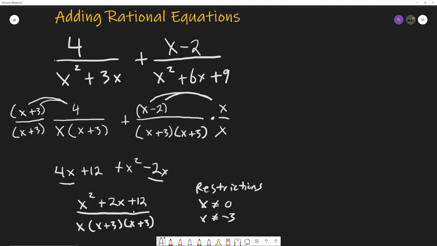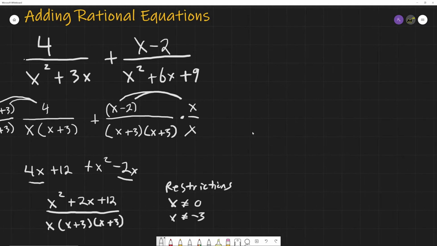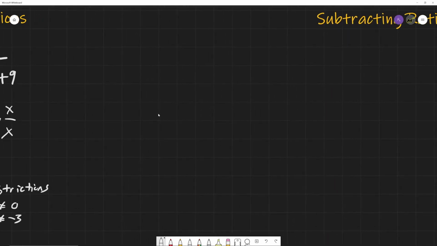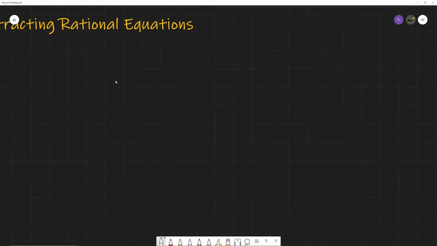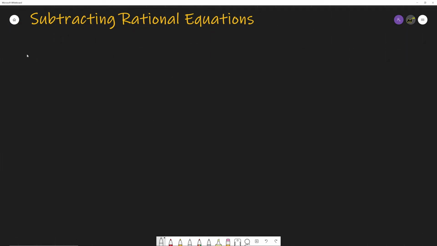Alright, let's take a look at a subtraction example. So let's say we had x plus 2 over x squared minus 2x, minus x plus 2 over 2x minus 4.